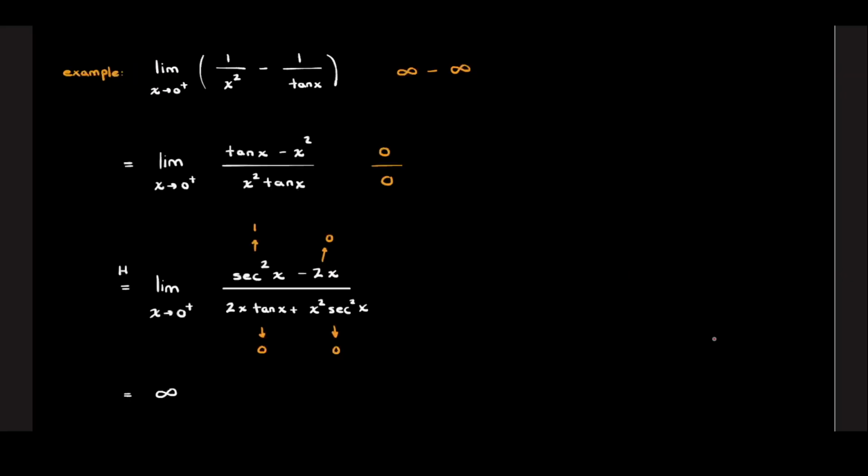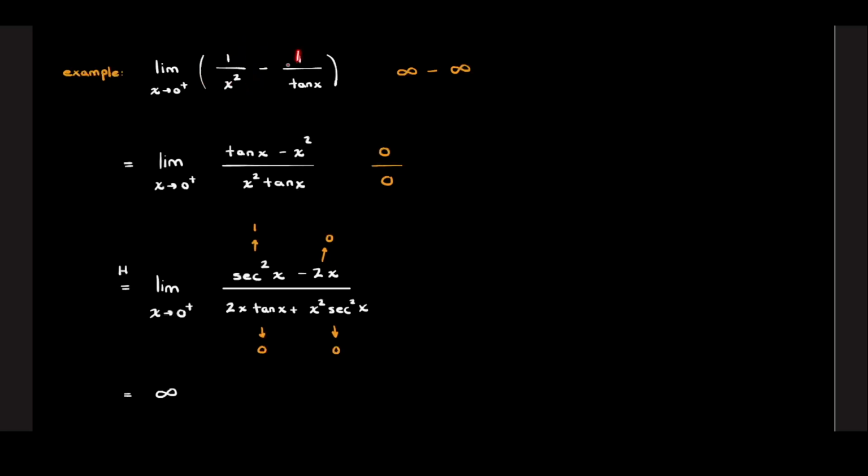Okay, so now let's take a look at a few examples. For the first example, we have the limit as x approaches 0 from the right hand side of 1 over x squared minus 1 over tangent x. So as you approach 0 from the right hand side, the first function is going to approach infinity. You're doing 1 divided by a very tiny positive number.